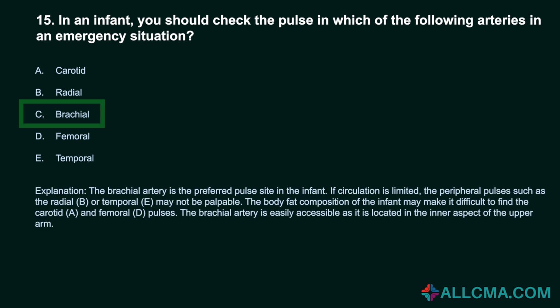Brachial. The brachial artery is the preferred pulse site in the infant. If circulation is limited, the peripheral pulses such as the radial, B, or temporal, E, may not be palpable. The body fat composition of the infant may make it difficult to find the carotid, A, and femoral, D, pulses. The brachial artery is easily accessible as it is located in the inner aspect of the upper arm.